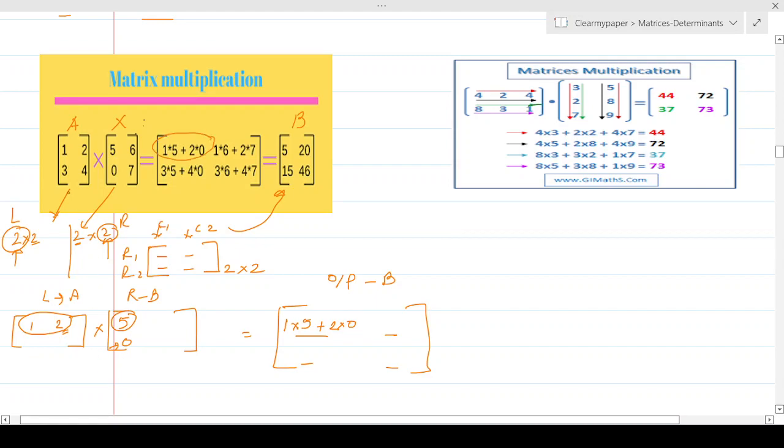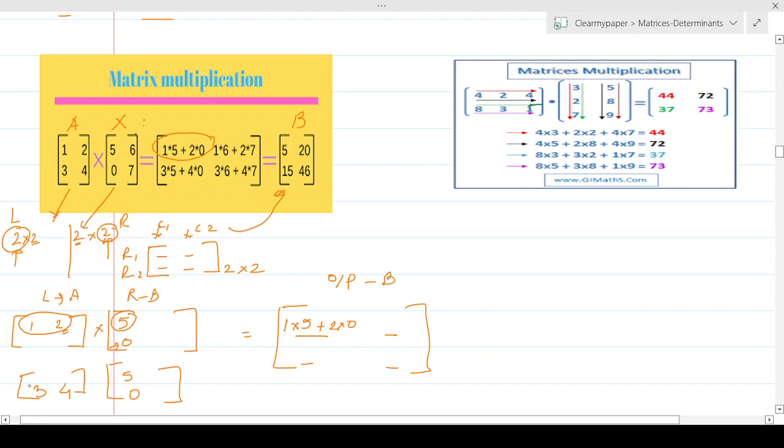So the next row is 3, 4. I'm going to write it here. I'm not going to write the first row, I'm going to write the second row, 3 by 4. And I'm just going to again take the first column, which is 5, 0. So one row at a time on the left and one column at a time on the right. I'm going to do the same thing.